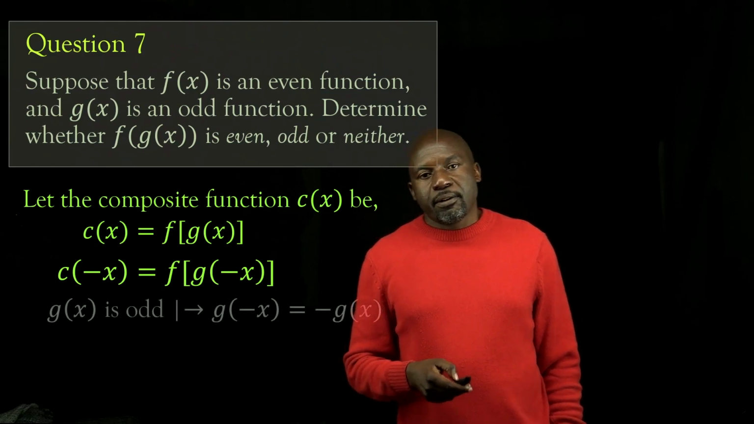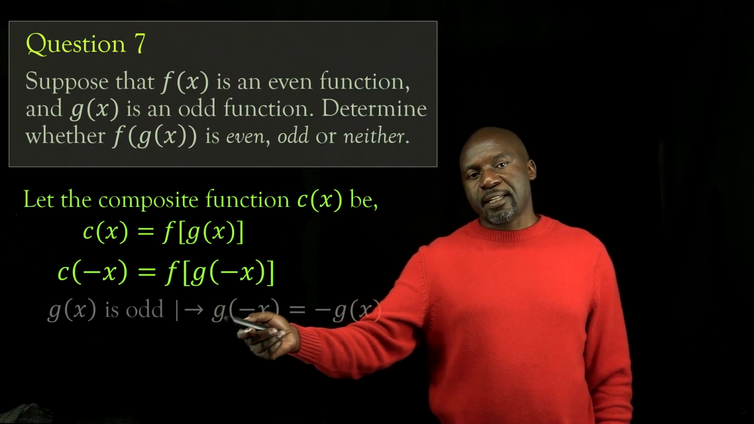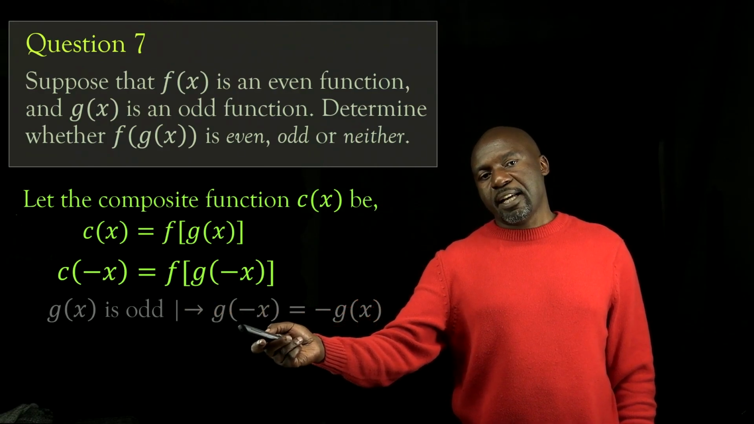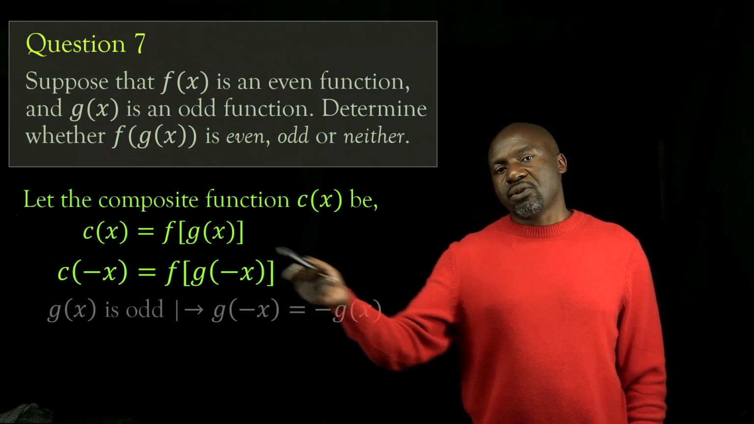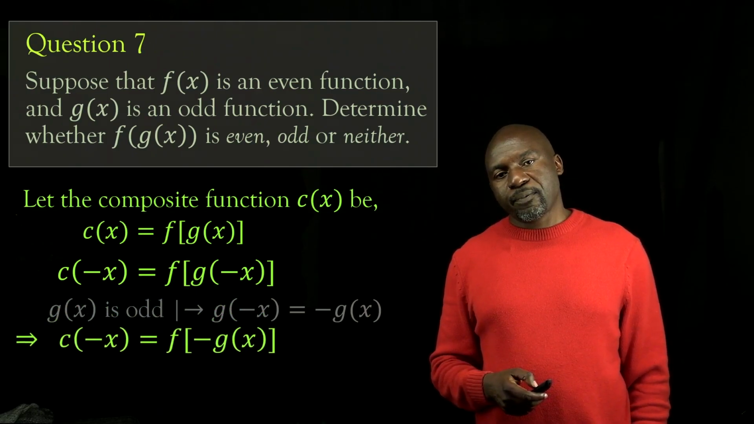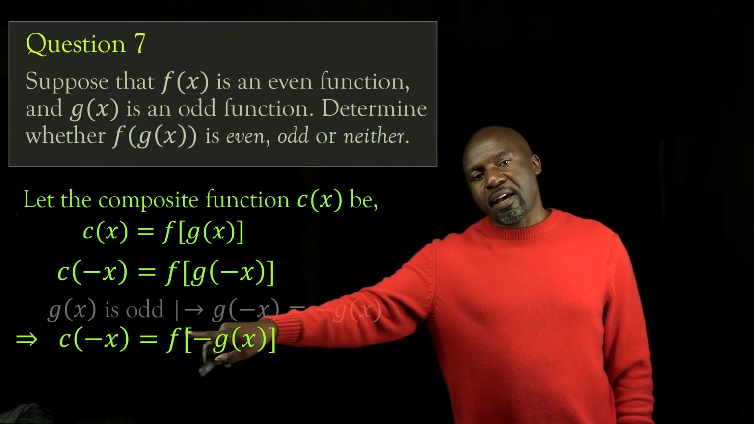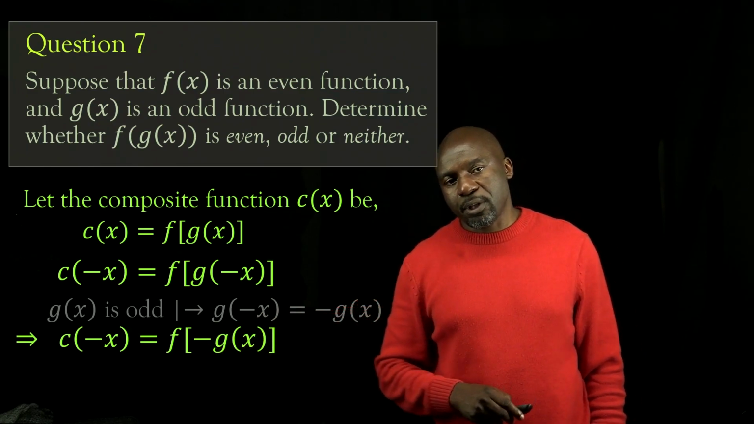Since g of x is an odd function, it follows that g of negative x can be replaced by negative g of x. So therefore my C of negative x becomes f of negative g of x. So far so good.